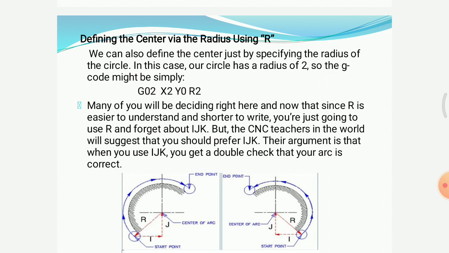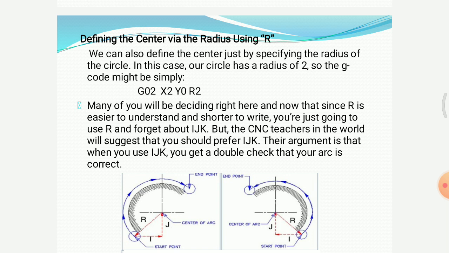Many of you will be deciding right here and now that since R is easier to understand and shorter to write, you are just going to use R and forget about I and J. But CNC teachers in the world will suggest that you should prefer I and J. The argument is that when we use I and J, you can double check that your arc is correct.